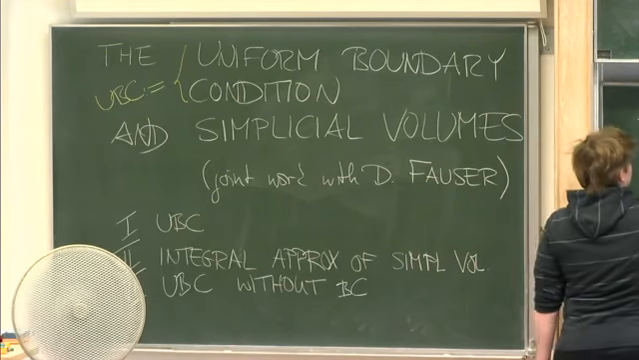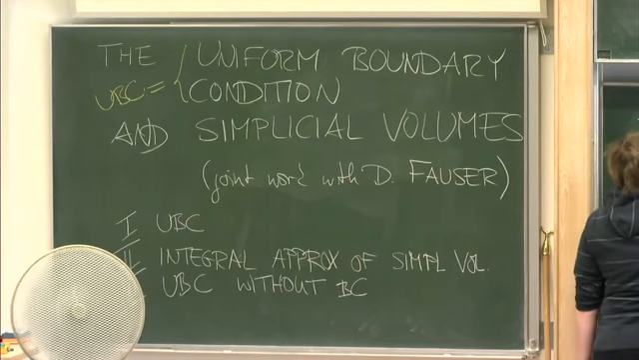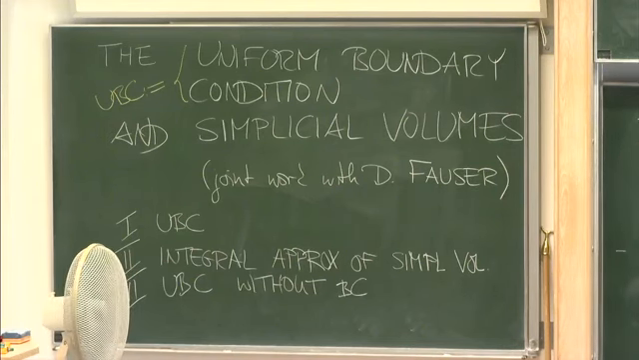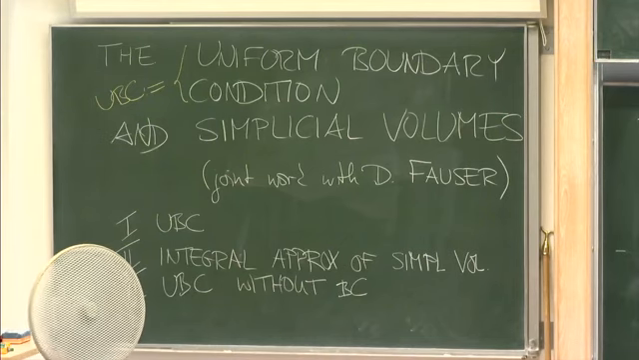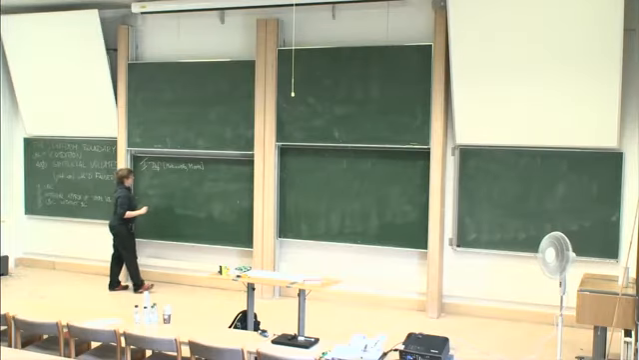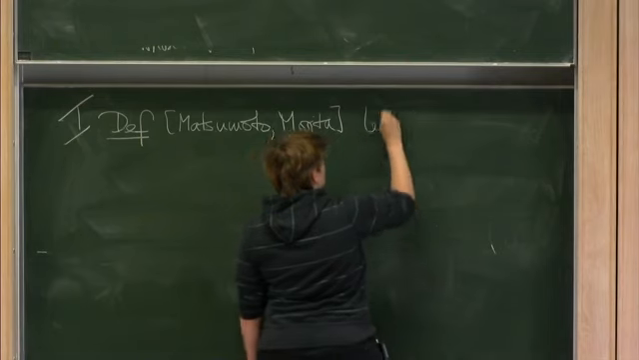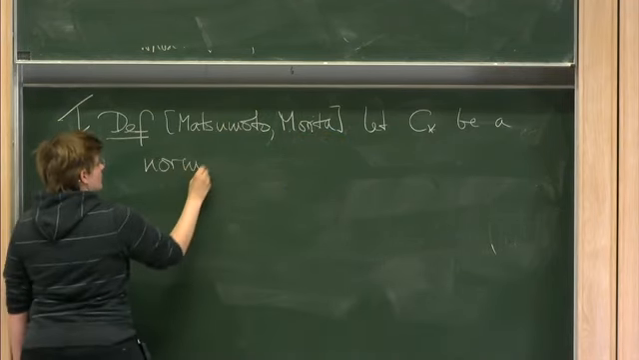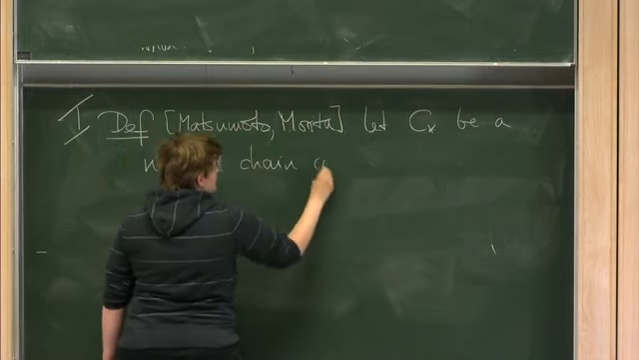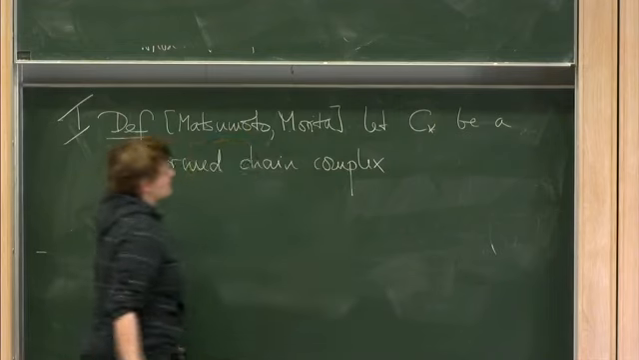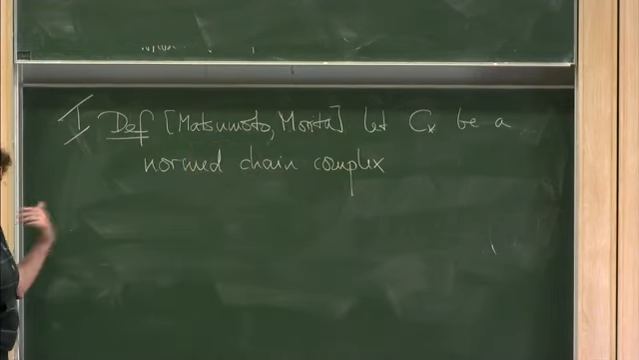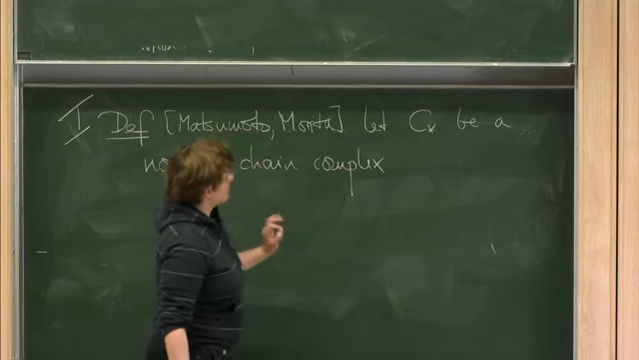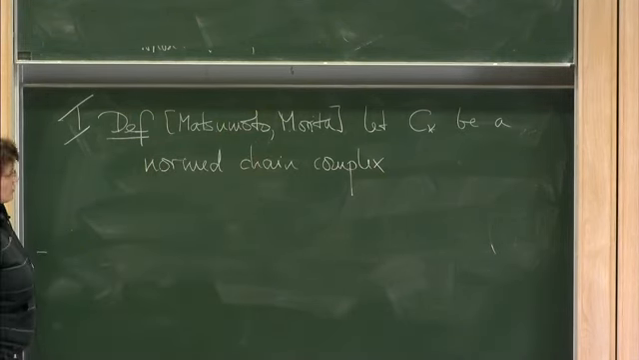So yeah, first let me just give the definition of the uniform boundary condition, and I think it was first phrased in these terms by Matsumoto and Morita. So what's the setup we have? We have a normed chain complex, C_*. That means it's a chain complex, and maybe in the simplest case it's just a chain complex of real vector spaces, and we have a norm on each of these chain modules, and the boundary maps are supposed to be continuous with respect to these norms.